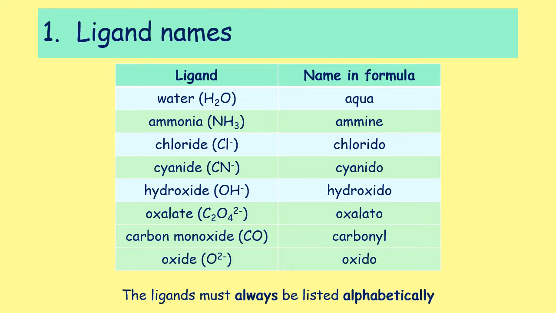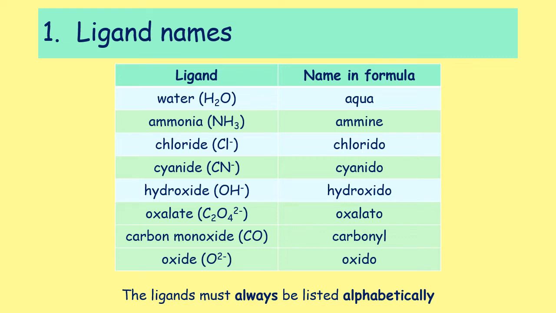I'm going to skip the next ones and go down to carbon monoxide, and carbon monoxide changes to carbonyl. Now water, ammonia and carbon monoxide are all neutral molecules, and you can see for those neutral molecules their name completely changes. Water to aqua, ammonia to amine, carbon monoxide to carbonyl. Those ones you really just have to know.